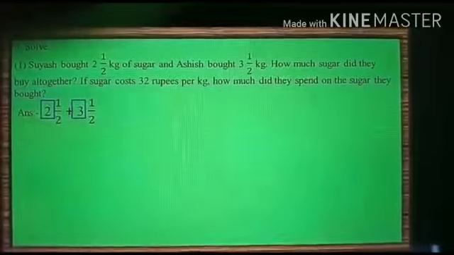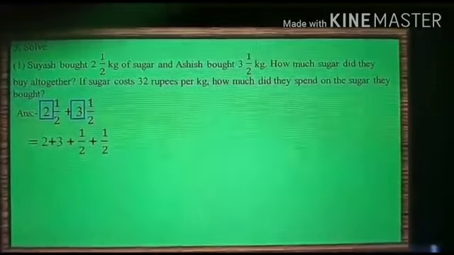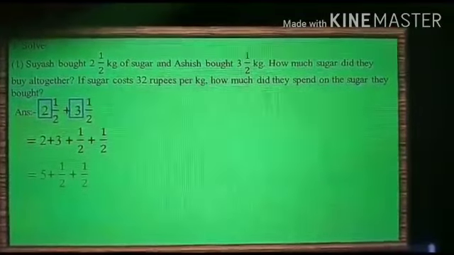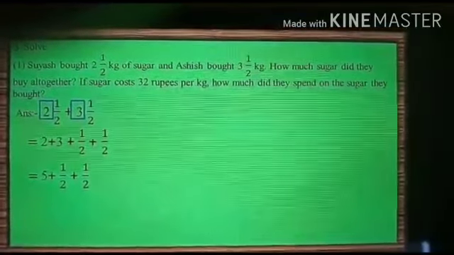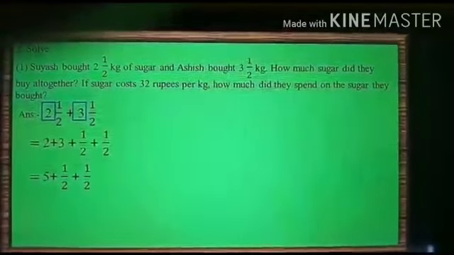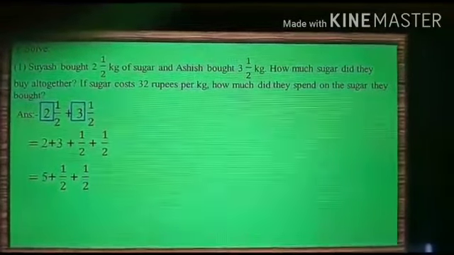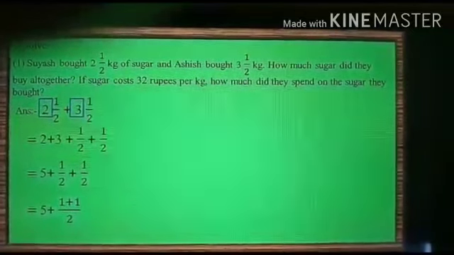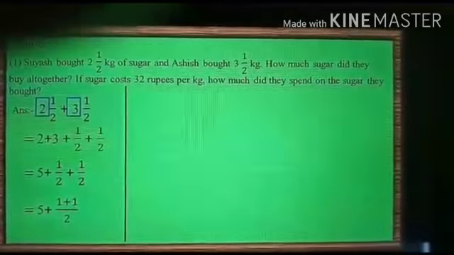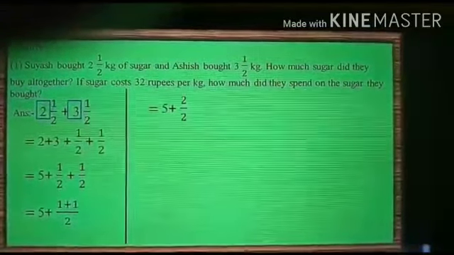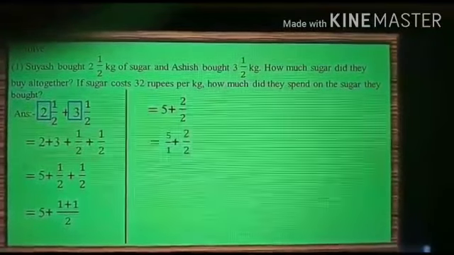2 and a half plus 3 and a half. 2 and 3 are whole numbers, so we can add them. 2 plus 3 plus 1 upon 2 plus 1 upon 2. 5 plus 1 upon 2 plus 1 upon 2. The denominators are equal, so we can add them. 5 plus 1 plus 1 upon 2. 5 plus 2 upon 2. 2 ones are 2, that is 1.